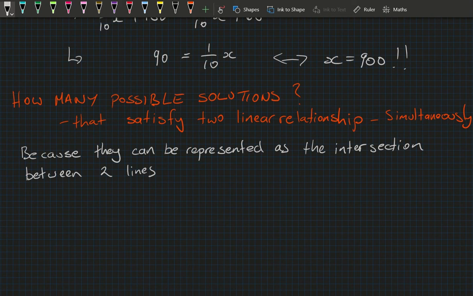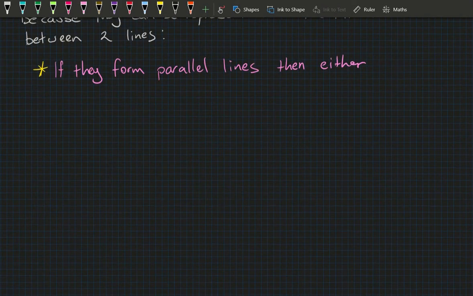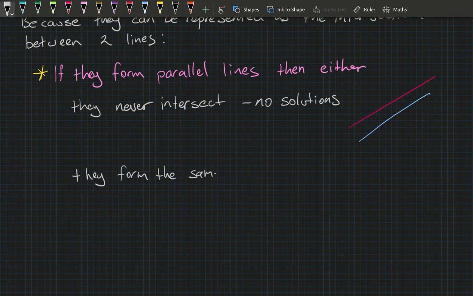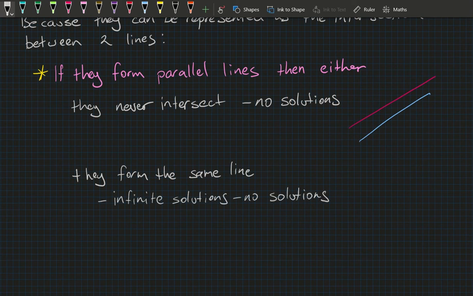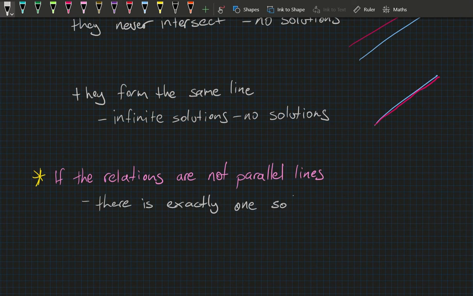So if these linear relations form parallel lines, then we have two possible situations, which is either they never intersect and the simultaneous equations will have no solutions, or the two relations make the same line, which ends up having infinite solutions. On the other hand, if they're not parallel lines, then there's exactly one solution. Okay, let's move to the next section where we get to put these into practice.